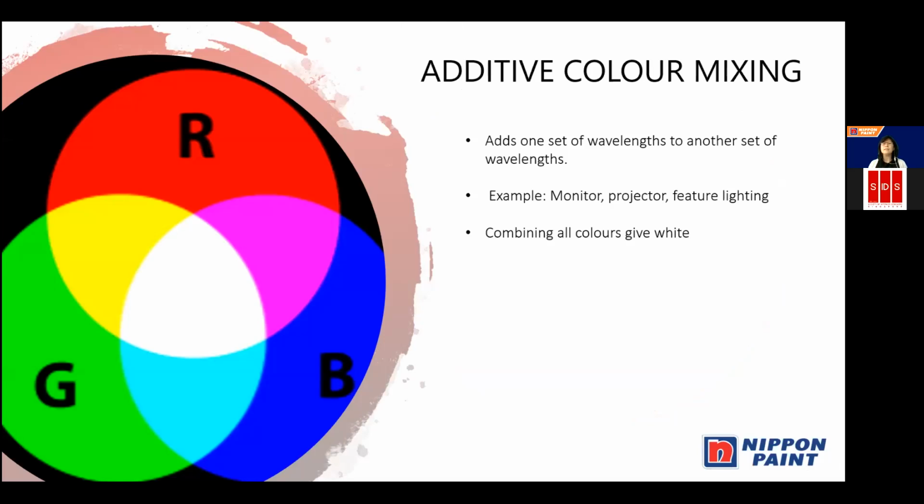Additive color mixing is basically adding one wavelength to another wavelength. So the mixing of different sets of color wavelengths will give you different colors. These are used basically in colors that we see on our monitor, projector, or feature lights, basically on electronic appliances. Combining all these wavelengths together will give us white. As you can see here, combining all the wavelengths, it will be white.